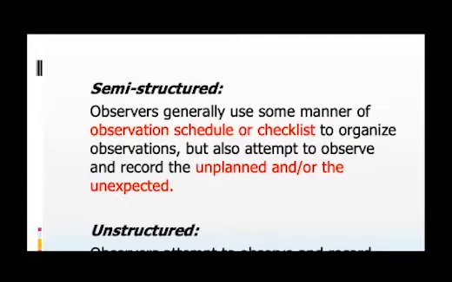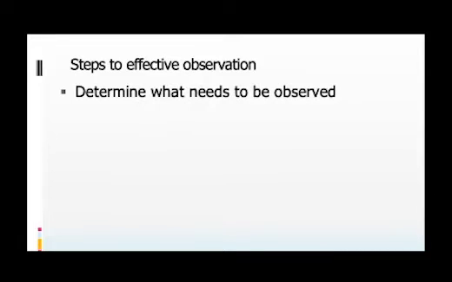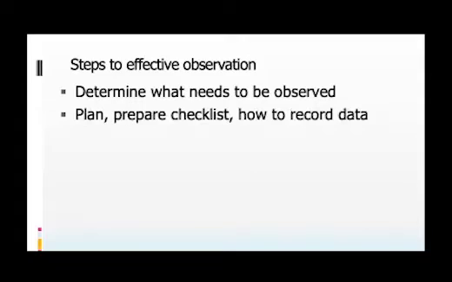So that is unstructured observation. You don't have any predetermined criteria or checklist. Now, let's go to the steps to effective observation. First, you determine what needs to be observed. If you are talking, for example, of a structured observation, you plan, prepare a checklist, and decide how to record the data.